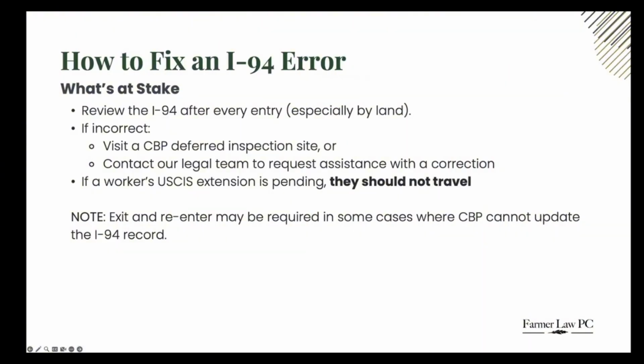How to fix an I-94 error and what's at stake. Review the I-94 after every entry, especially by land. If it's incorrect, visit a CBP deferred inspection site or contact our legal team to request assistance with a correction. If a worker's USCIS extension is pending, they should not travel. Note that exit and re-entry may be required in some cases where CBP cannot update the I-94 record.